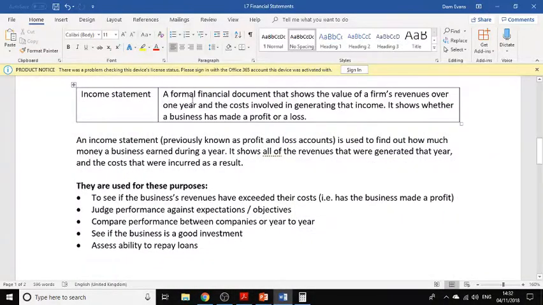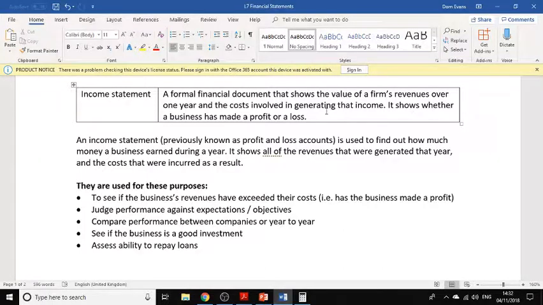So what is an income statement? Well, it's a formal financial document that shows the value of a business's revenues over 1 year and the costs involved in generating that income. Okay, so this is basically a document that is really very, very important because it shows whether the business has made a profit or a loss.